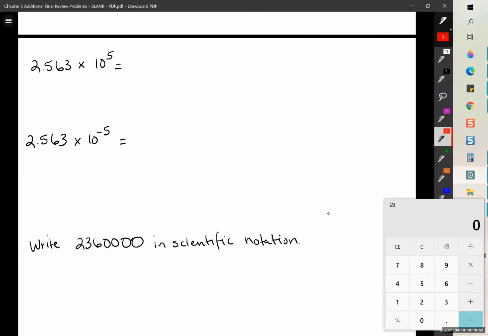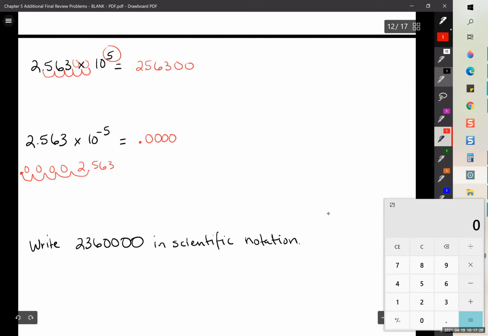So specifically, we're going to find the decimal place and move it 5 places to the right. 1, 2, 3, 4, 5. Everywhere there was not a number, we're going to add in a 0. So this is 2, 5, 6, 3, 0, 0. Now our next one, instead of going to the right, we're going to go to the left. So I'm going to rewrite my number here. 1, 2, 3, 4, 5. We get that number.